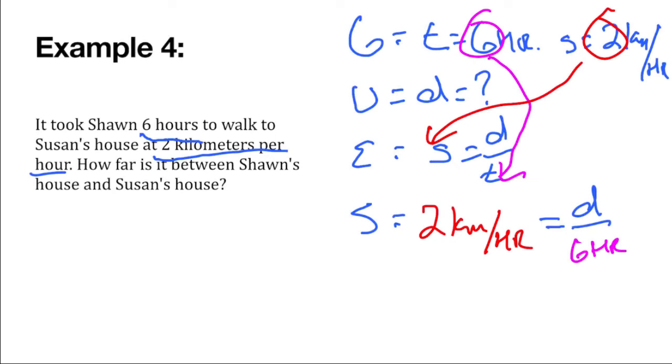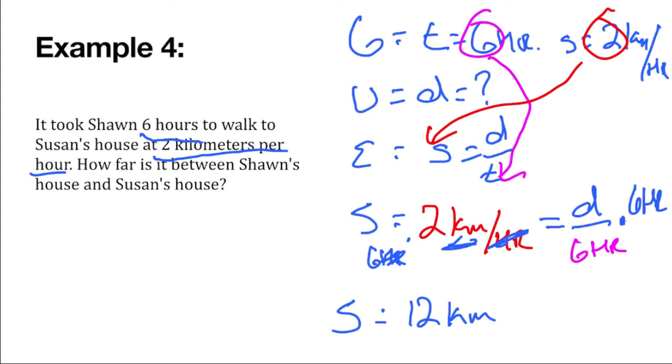So we have our setup. Now it's just a matter of solving again. I'm dividing by 6, so to undo that, the reciprocal would be to times both sides by 6 hours. So I'm dividing by hours and multiplying by hours, which cancel each other out, which just leaves me with my distance. Well, we have 6 times 2, which is 12. And this is just 12 kilometers. That is my final answer there.